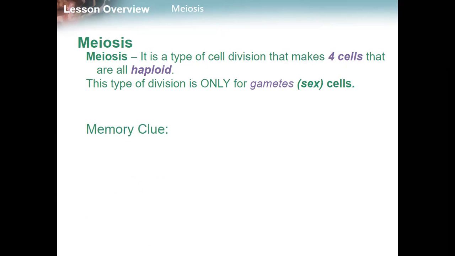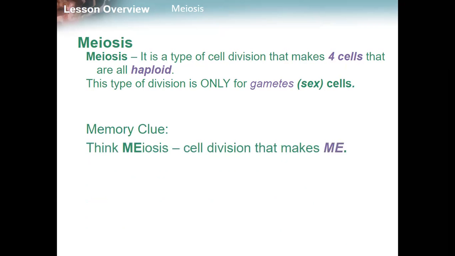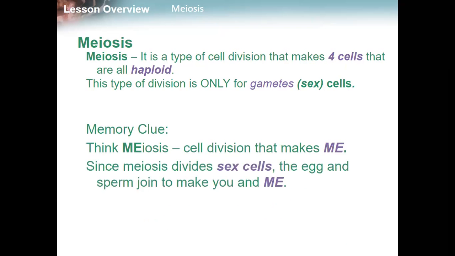Now, when you think of meiosis, I see the word "me" in meiosis. So think of the word me, because meiosis divides sex cells, which are egg and sperm, and when the egg and sperm join, they make me. So that's the difference between mitosis and meiosis: the number of cells that are made at the end, whether they're diploid or haploid, and also the type of cells that are divided. Next time we see each other, we're going to focus more on meiosis. How do we make 4 cells? And how do we make more of these sex cells?